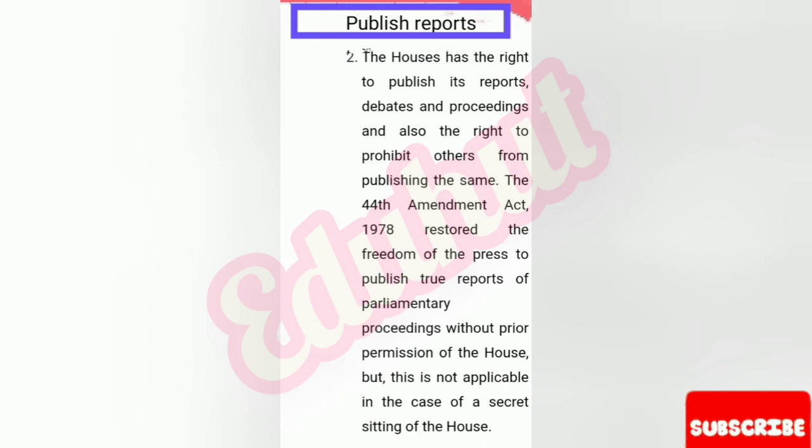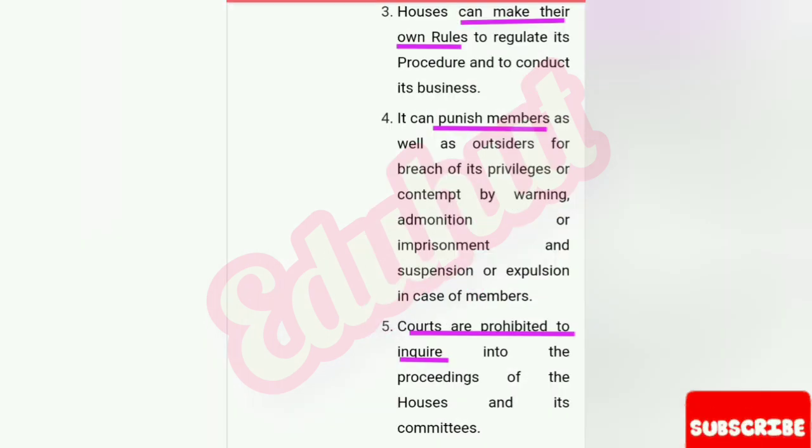Publish reports. The House has the right to publish its reports, debates, and proceedings, and also the right to prohibit others from publishing the same. The 44th Amendment Act 1978 restored the freedom of the press to publish true reports of the parliamentary proceedings without prior permission of the House, but this is not applicable in the case of the secret sittings of the House. Houses can make their own rules to regulate their proceedings and to conduct their business.